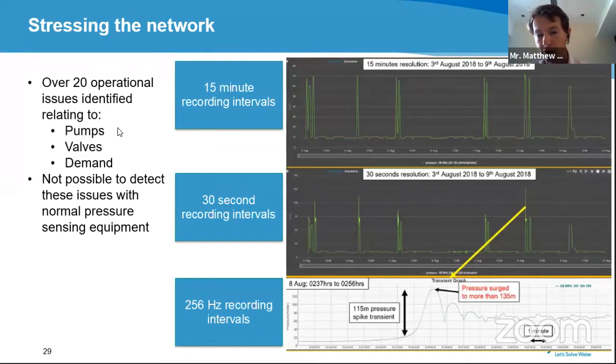So with the graph at the bottom, we can see that there is a pressure spike here that goes up to 135 meters of pressure. But on the central graph and on the top graph, at 15-minute recording intervals, the pressure is only increased to half of that, 70 meters. So it wouldn't appear to be an issue unless you were using the high-resolution pressure sensors.